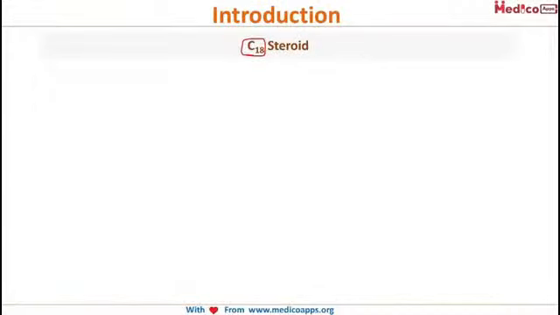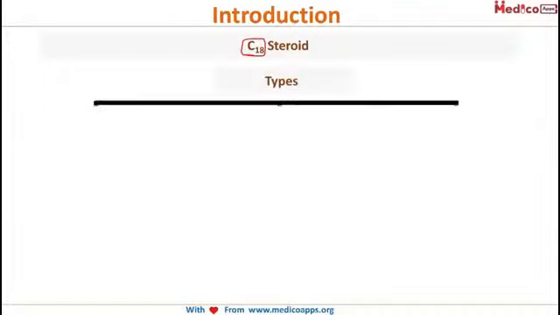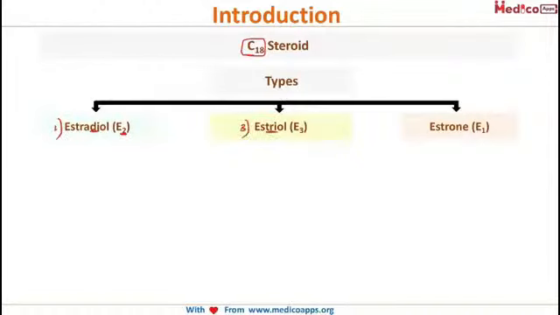Okay, estrogen is a C18 steroid and it is broadly of three types: estradiol, estriol and estrone. Estradiol, di means 2, right? It is E2. Estriol is tri, tri means 3, okay? E3. And estrone, on, that is 1, that is E1. That is how you can remember: estradiol, estriol and estrone, okay?